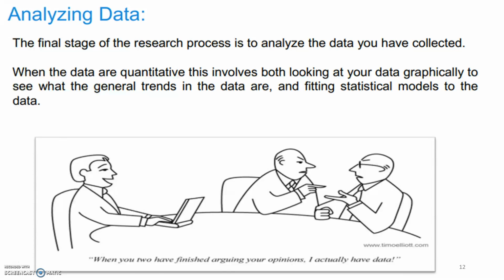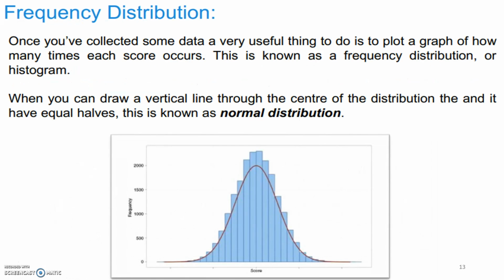So when these two gentlemen here are arguing, while one is still listening to the argument and taking down data, then we have frequency distribution. Frequency distribution is one way of analyzing and presenting data. Once you have collected some data, a very useful thing to do is to plot a graph of how many times each score occurs. This is known as a frequency distribution or histogram.